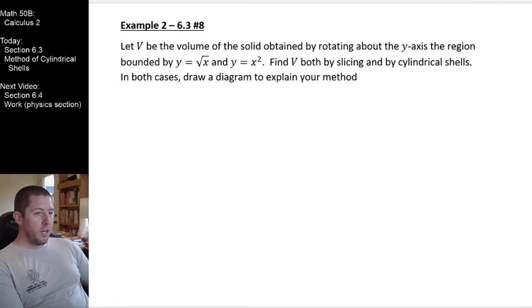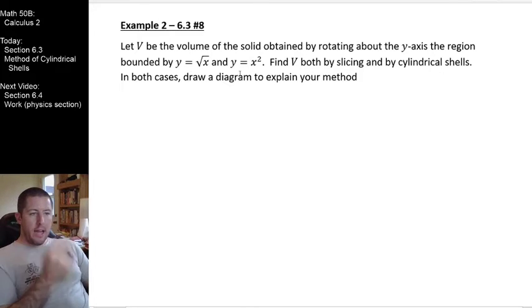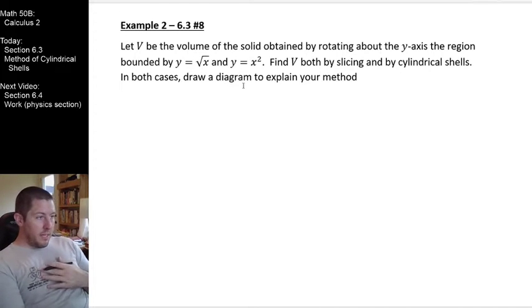So let's go ahead and look at our second example here. It looks like we're going to take an area that is bounded by the root function and the quadratic function. We're going to rotate that area around the y-axis, and we're going to accumulate the volume associated with that rotation. We'll do this both ways, once with cylindrical shells, once with our disc and washer method.